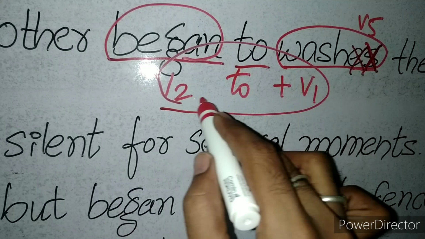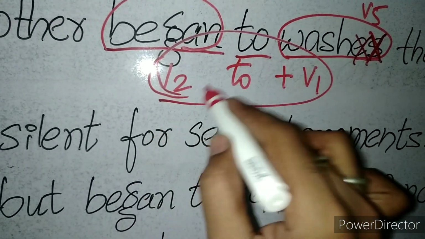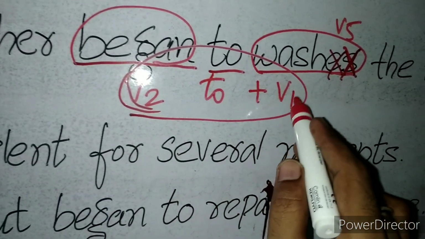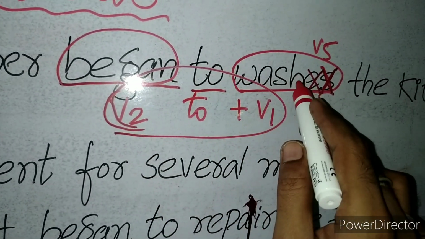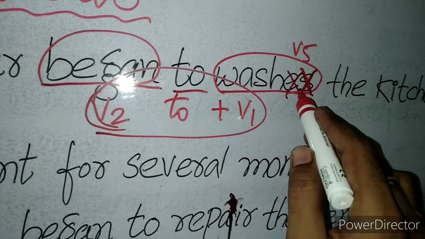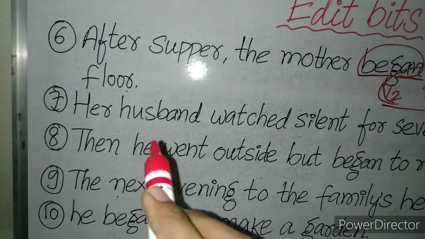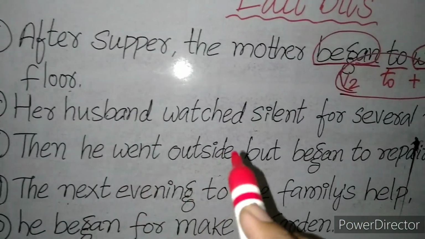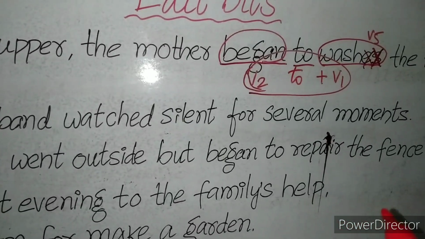After V2 plus 'to' plus V1. Okay? Began to wash, not began to washes. Okay? The kitchen floor. Now the 7th one: her husband watched silent for several moments.